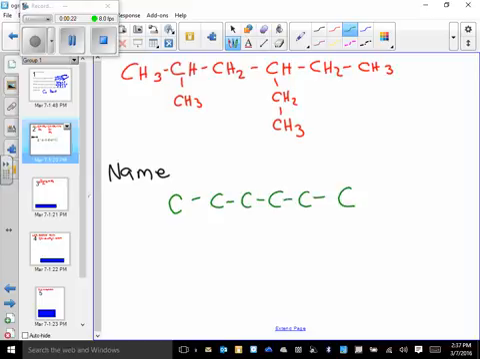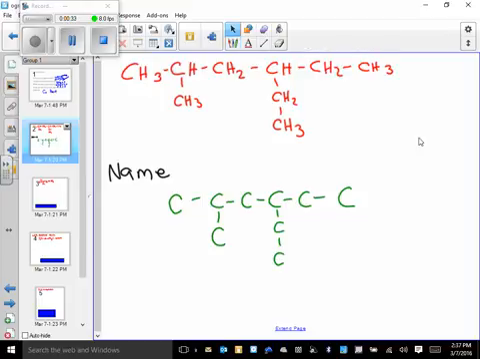Okay, off of this second carbon, I have a carbon coming down. And off of the fourth carbon, I have 2 carbons coming down. So that's going to help me out, at least in my brain it helps me because it's a little simpler.